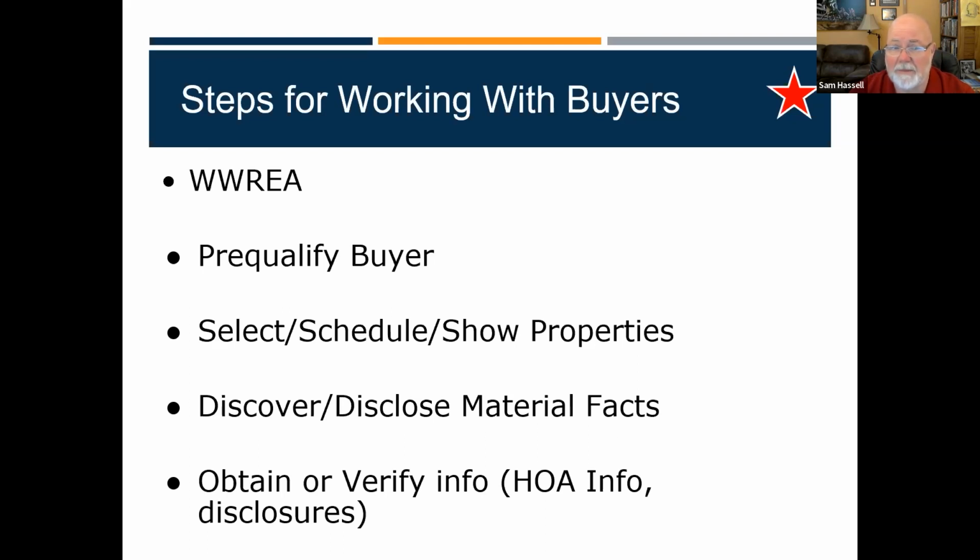We're going to show properties: select them, schedule them, show them. Discover and disclose as many material facts as we can find about this particular property. Zoning changes. What's important to my client? Is there a foreclosure imminent, things that would affect the closing? Those kinds of things. We need to know what's wrong with the house just by visual inspection. Anything we can find out, we're going to have to disclose.